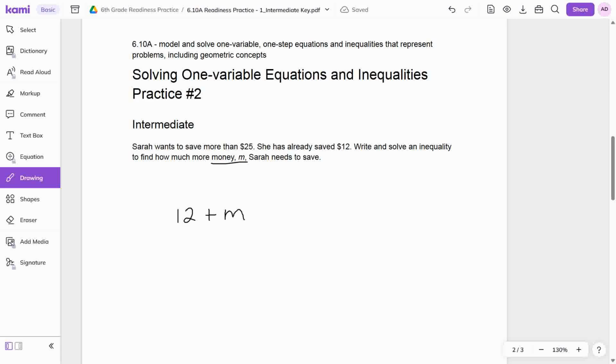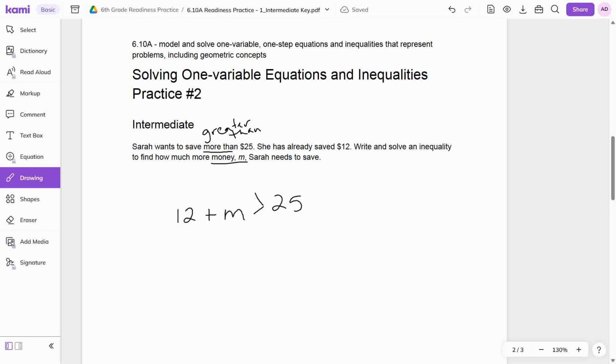And instead of equaling something, we have a more than. Now, if we say more than or equal to, that's going to be different than more than. It just says more than, so we can rewrite this as greater than. So it's not going to be greater than or equal to. We want 12 plus m to be greater than. Sometimes if they say at least, that means greater than or equal to, but in this case, it's just going to be greater than her target of 25.